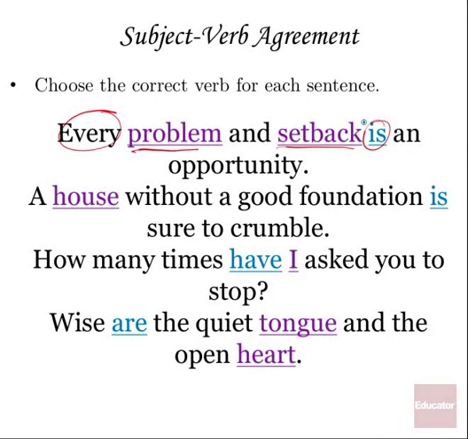A house without a good foundation is sure to crumble. Without a good foundation is a prepositional phrase. It's an interrupter. You can basically ignore it. House is. Subject, verb. Single subject, single verb.